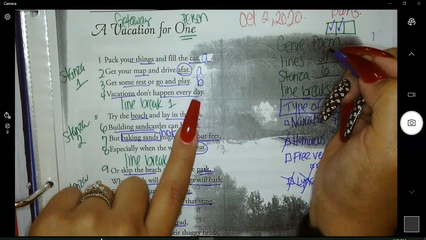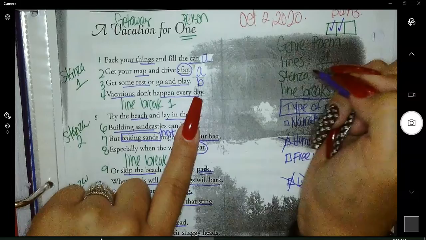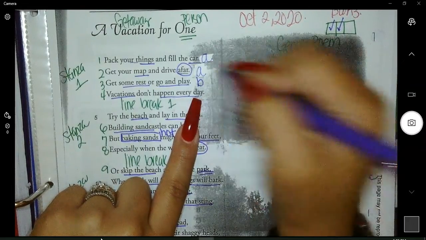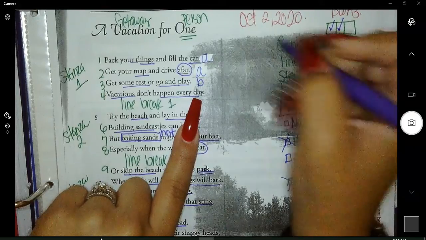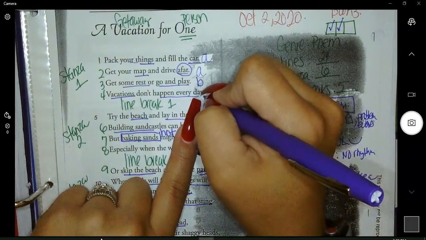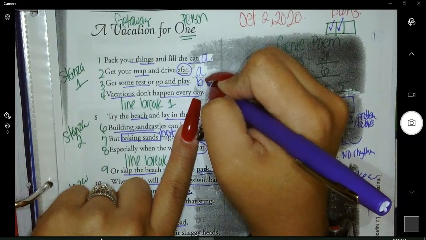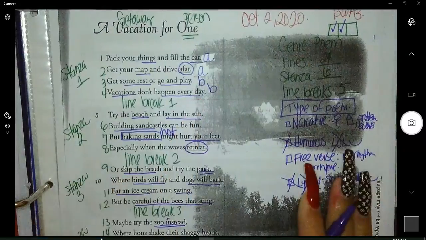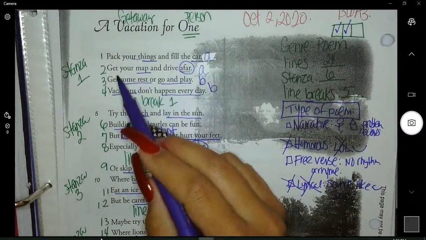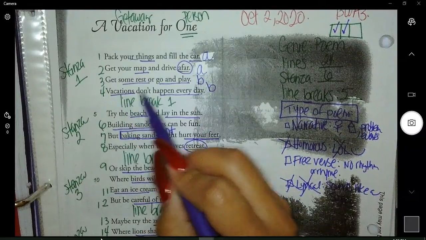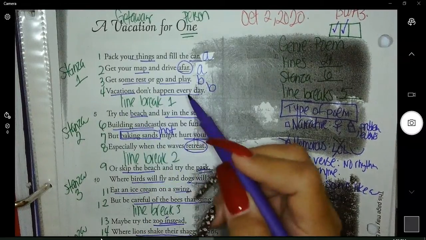All right, line 4. Vacations don't happen every day. Do day and car rhyme? No. What about day and afar? No. What about day and play? Yeah, so that means day could be the same family as letter B. Good job. So here we saw pack your things, fill the car, get your map and drive afar, get some rest or go and play. Vacations don't happen every day.